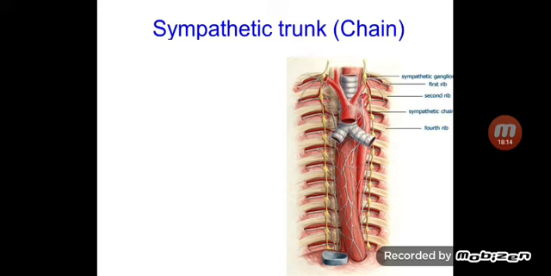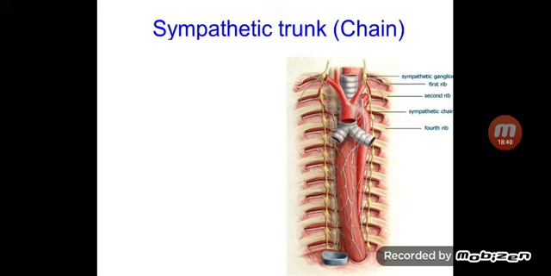And you remember that it leaves the thorax on the side of the body of T12. It runs behind the medial arcuate ligament. The sympathetic trunk in the thoracic region consists of 12 ganglia.